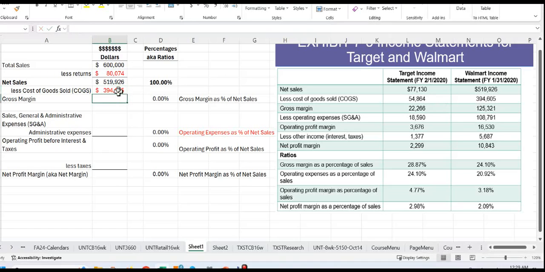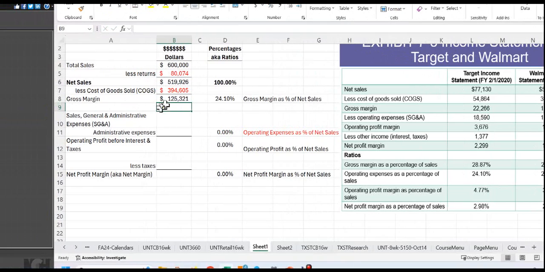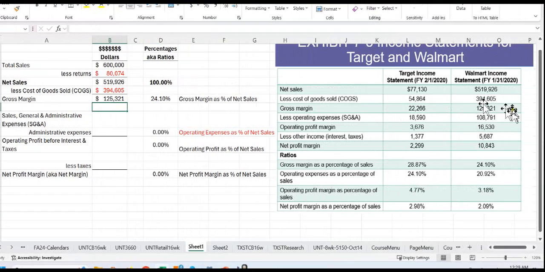$394,605. And then I'm going to do my math, which is net sales minus cost of goods sold equals gross margin. And since my percentages are still there, my calculation's still over here, $125,321. Looky there. The spreadsheet's working. I highly recommend you create a spreadsheet for yourself. Okay, let's go on down to less operating expenses.